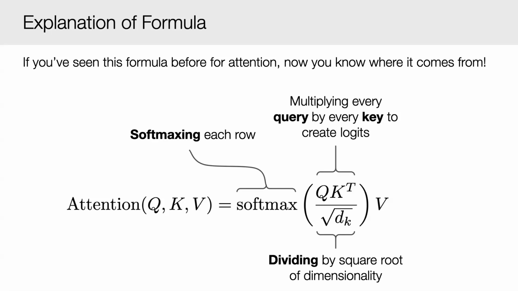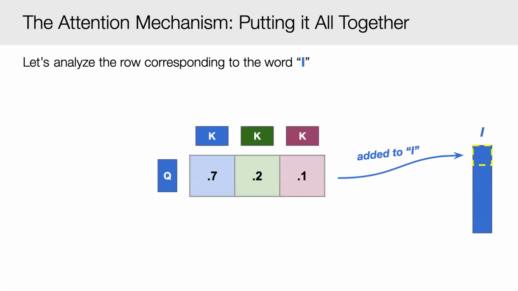Make sense? Cool. Okay, so now we're going to talk about the whole attention mechanism, and put everything that we learned together. We've talked about the attention pattern, how it's used, and how it's made. So now we're going to look at everything at once. In this case, we're going to analyze the row of the attention pattern corresponding to the word I.